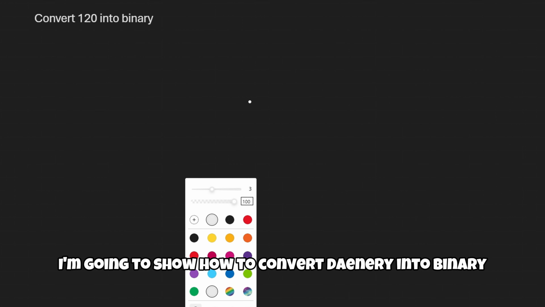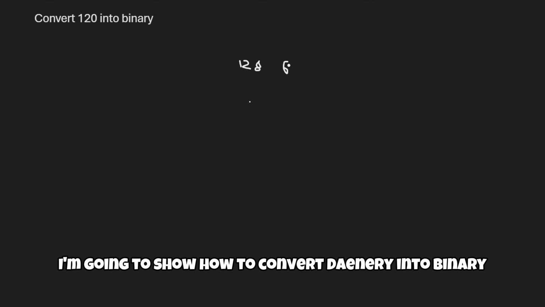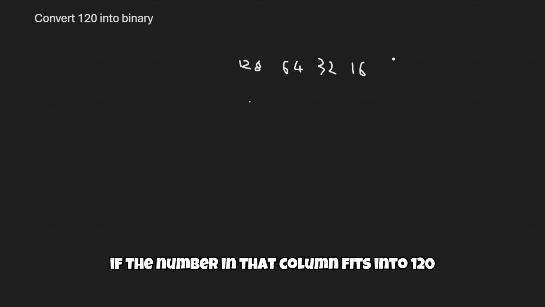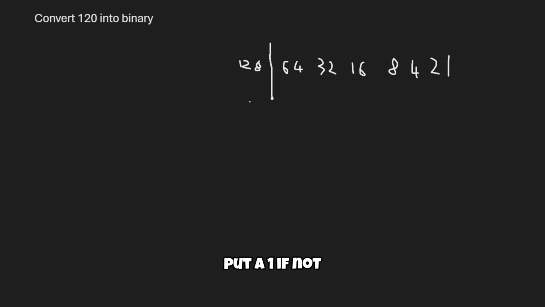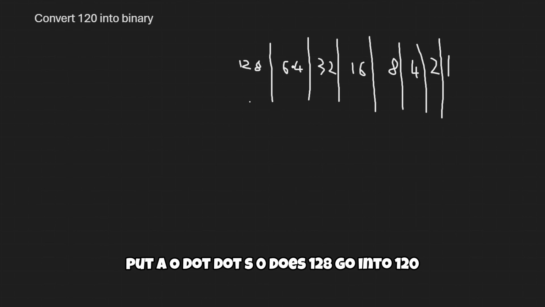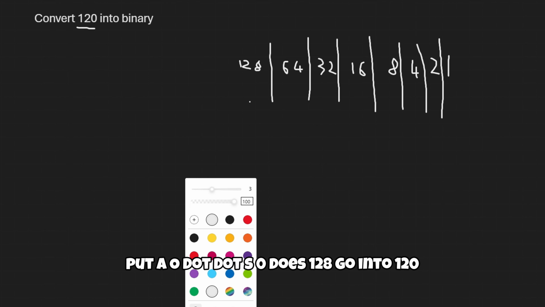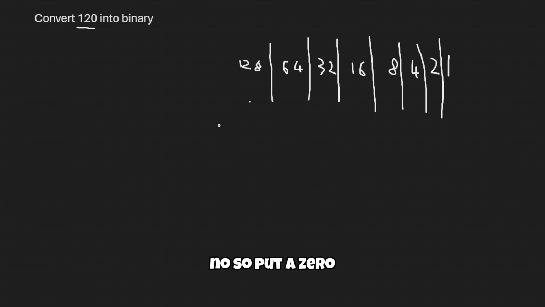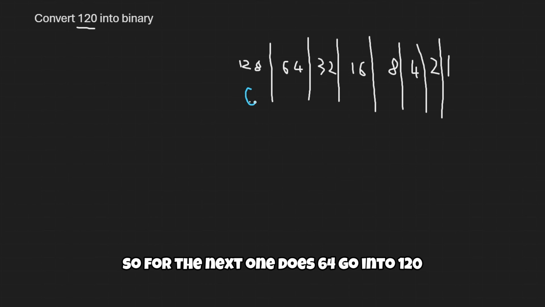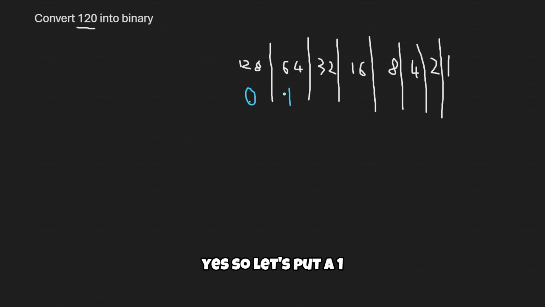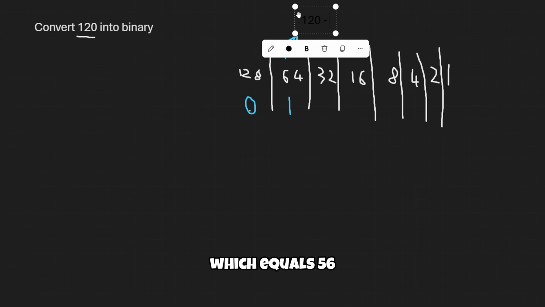Now I'm going to show how to convert denary into binary. If the number in that column fits into 120, put a 1. If not, put a 0. So, does 128 go into 120? No, so put a 0. So for the next one, does 64 go into 120? Yes. So let's put a 1. Now we do 120 subtract 64, which equals 56.